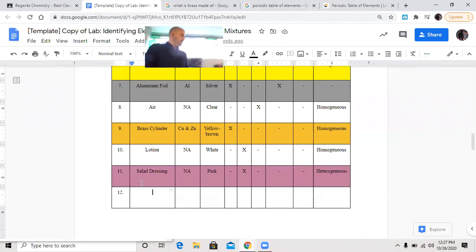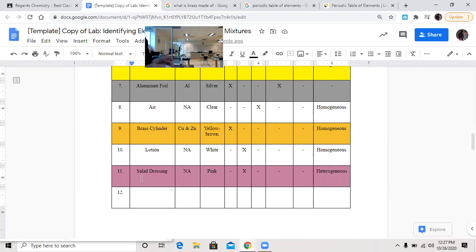Okay, last station. Last one on up. Station number 12. Hopefully you're still with me here. Station number 12 is going to be table salt, which has a chemical formula of NaCl. So table salt is the stuff you put on your French fries. It is called sodium chloride, the chemical name for it. NaCl is going to be the symbol.